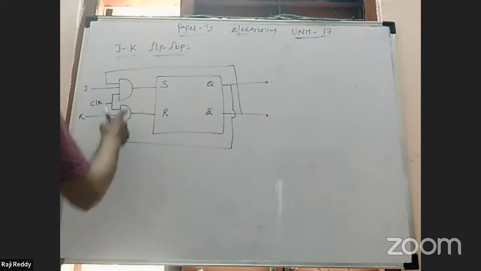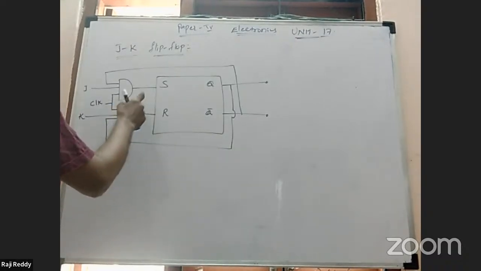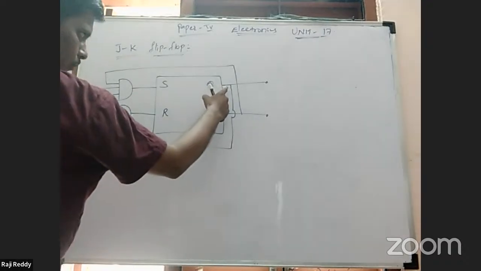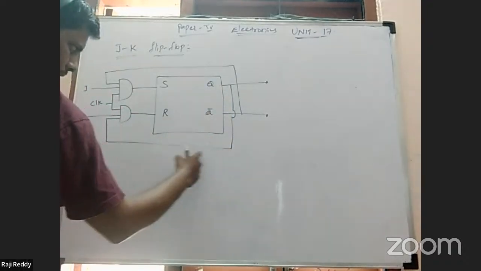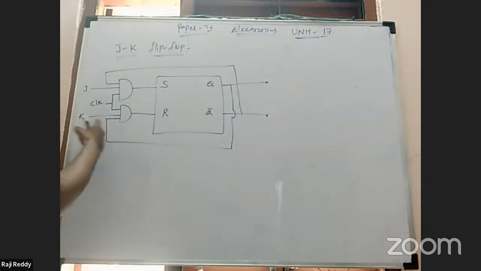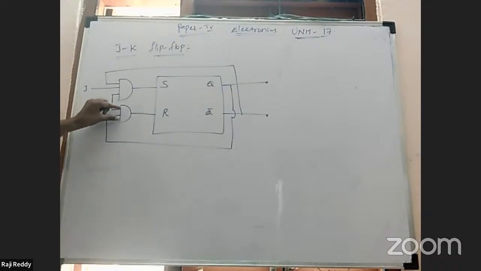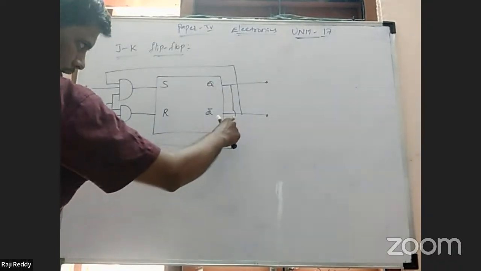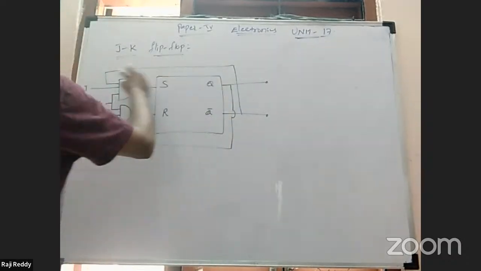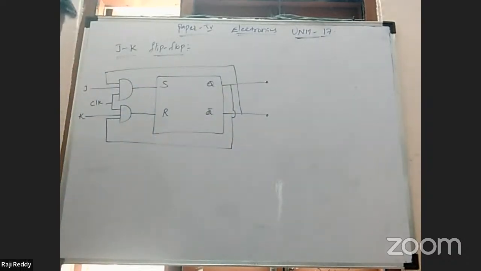Right. Next one. The output Q is connected to the K input, to the lower NAND gate input. And the Q bar output is connected to the upper NAND gate input, plus the J terminal input.